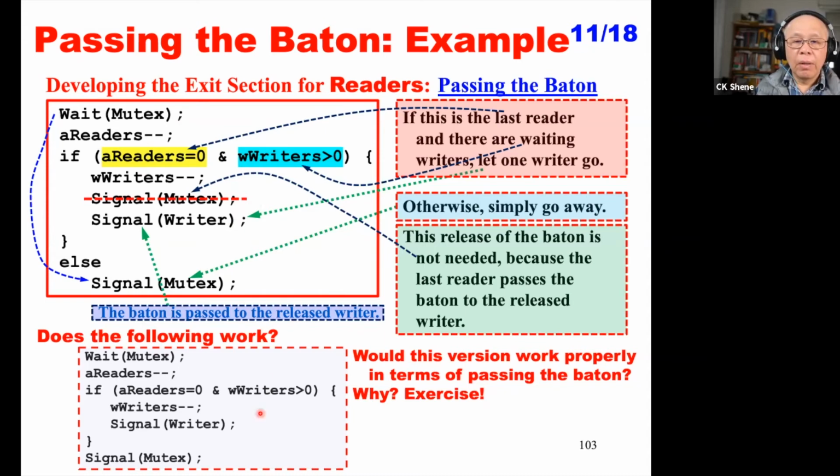Now consider this. Would this version work properly in terms of passing the baton? That is, previously in the version without baton passing, we have an else here. But can we remove this else in this way? Think about it. This is a rather simple exercise. So if you want, please pause. Before you go on to the exit section for the writers, please pause.